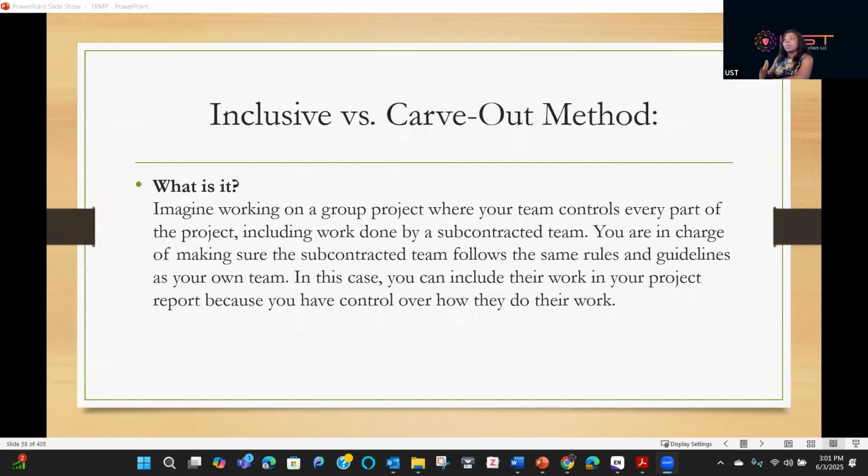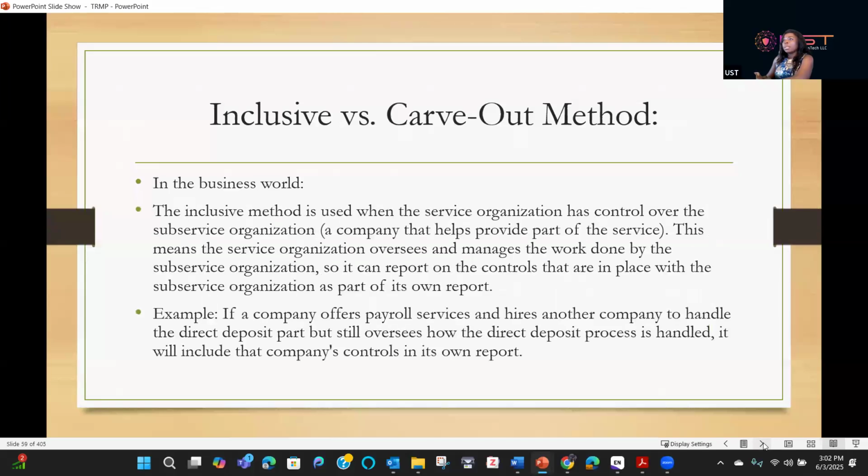But even talking about inclusive, what does it mean? For example, imagine working on a group project where your team controls every part of the project, including work done by a subcontractor team or contracted team. You are in charge of making sure the subcontracted team follows the same rules and guidance as your own team. In this case, you can include their work in your own project report because you have control over what they do, right? Or how they do their work, right? And we're going to see.